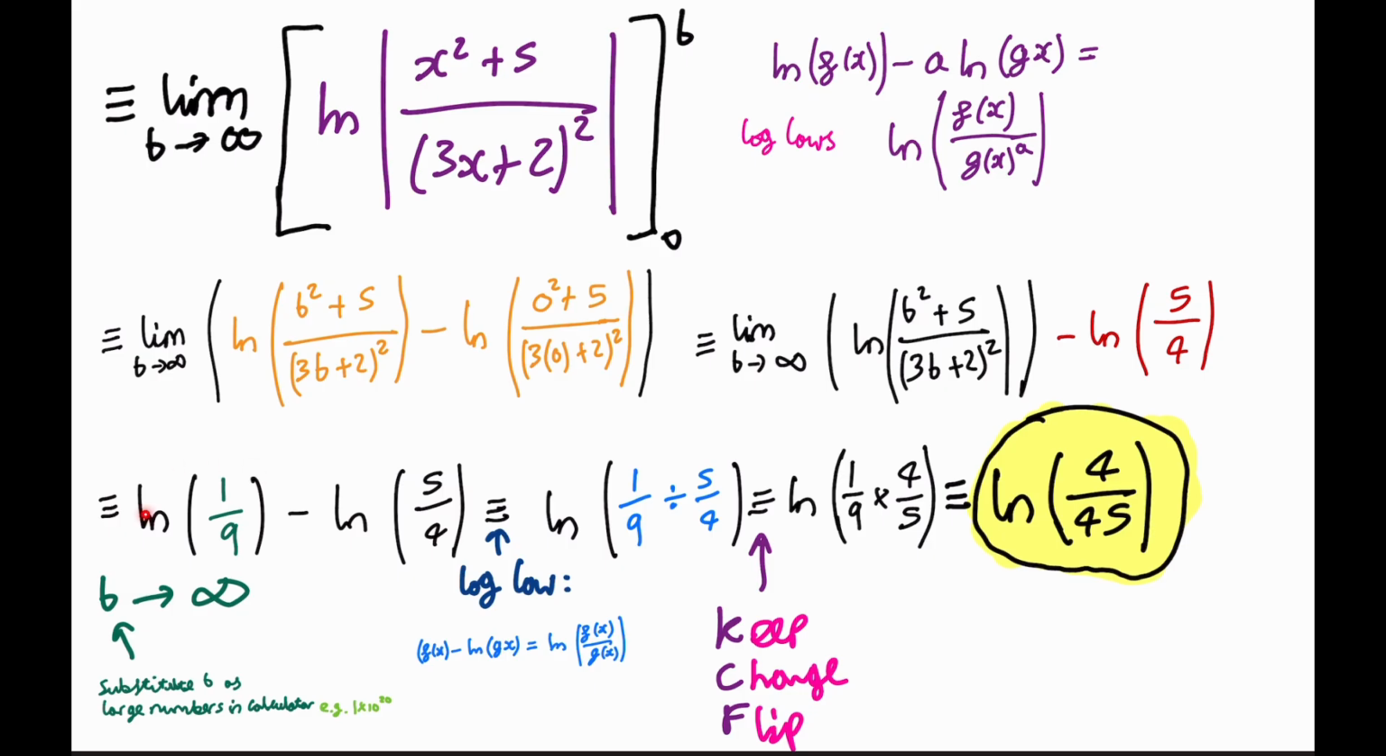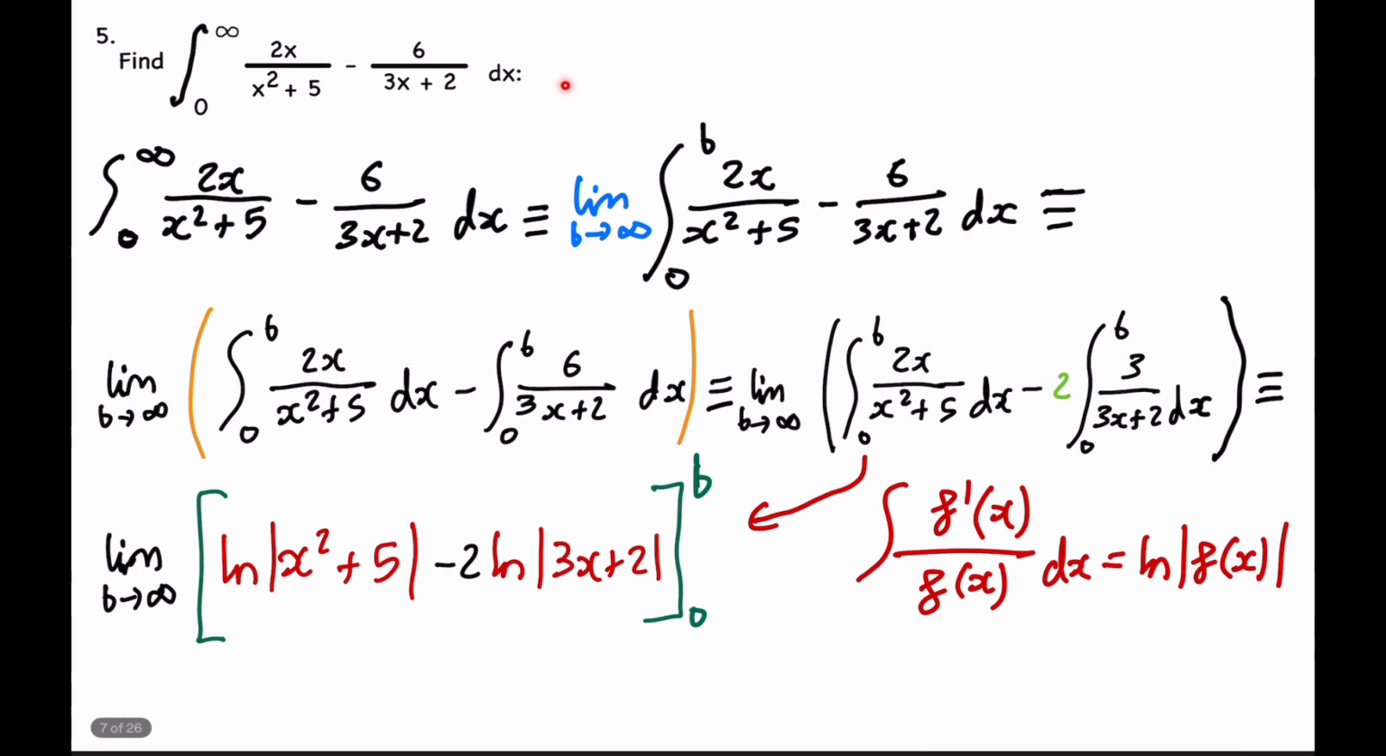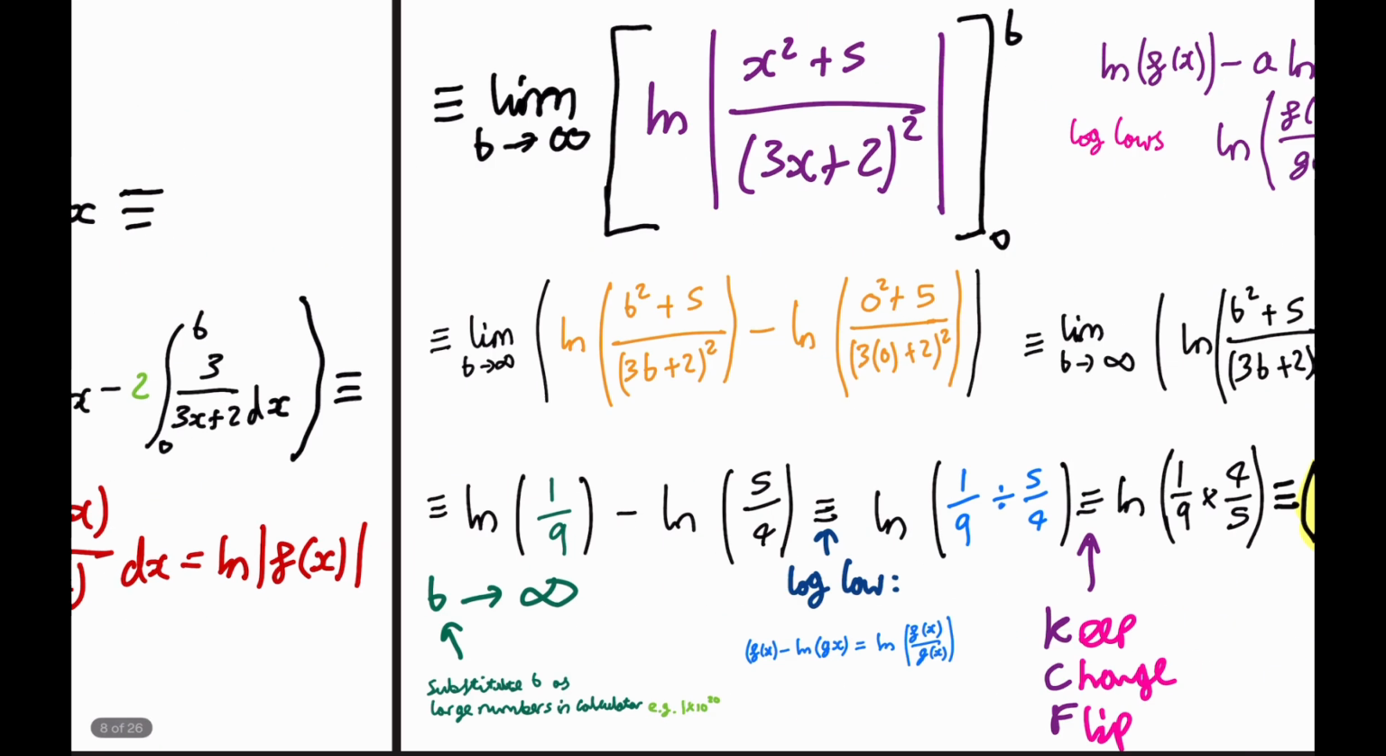And now all we have to do is just join this together into one ln, just to leave it nicely. So log laws, we do the division, remember from before, and we will be left with ln 1 over 9 divided by 5 over 4. And then you can do the keep, change, flip from GCSE maths, and then flip the 5 over 4 to become 4 over 5, multiply them, and we're going to get an ln of 4 over 45. And this is the answer to the improper integral that we had over here.